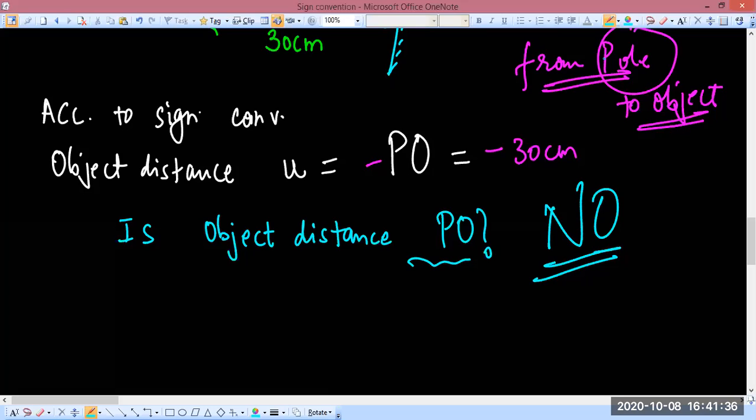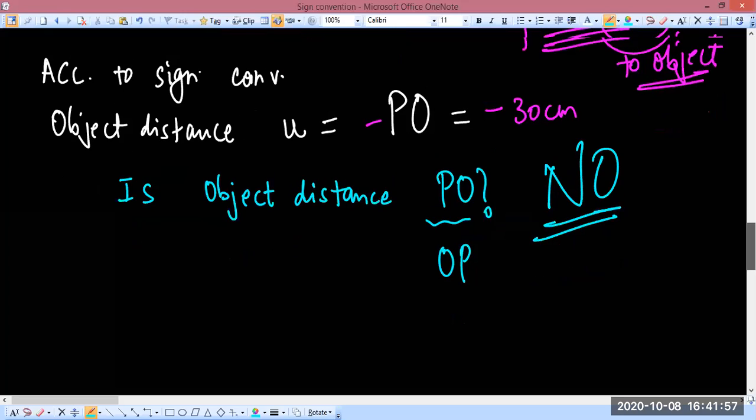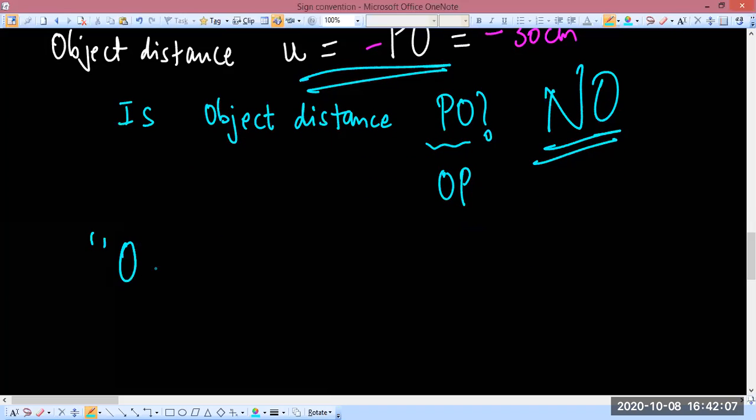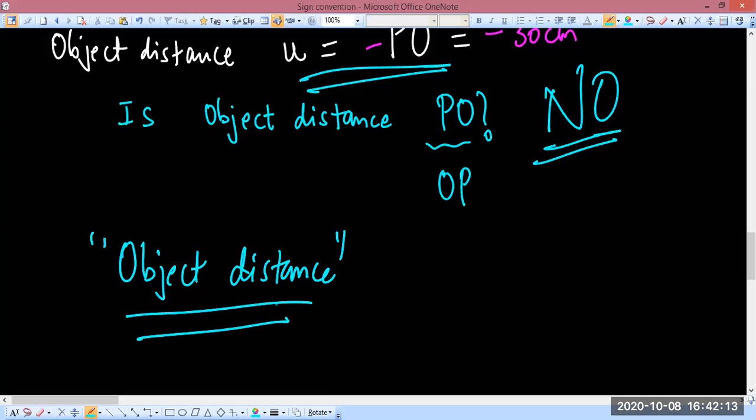No, Dhaval, OP is also not object distance. Everyone, I want to warn all of you. Is PO or OP object distance? No, no, no. Both are wrong. Clear? Both are wrong. Everyone, please be careful. Object distance is minus PO. Okay? Don't get confused. If anyone says object distance, sign convention comes in, and it certainly does. Please be careful about that.